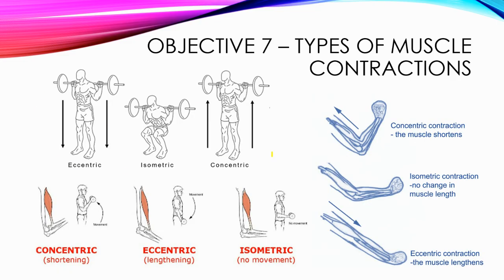So just to kind of compare all three of them, so in concentric, you have a shortening of the muscle, and you have movement. In eccentric, you have a lengthening of the muscle and you have movement. But in isometric, we're just kind of holding it in that position, and so there's no actual movement, but tension is going to be there. Same thing up here as you're lifting the weights. Here you're just holding it. There we're moving it up or down. Same thing over here in this picture.